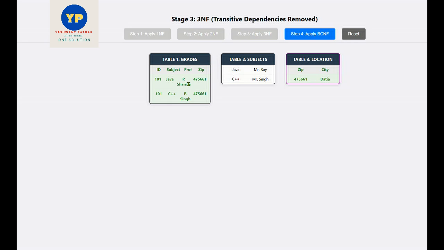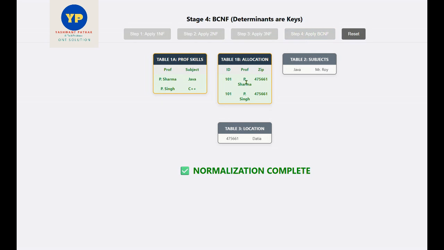But wait, professor isn't a key. In BCNF, if a column determines another column, it must be a key. So we need to fix it. So we will apply BCNF, and that is the final form. We created a professor skills table to handle that relationship. Now every table here is clean, organized and redundancy free. This is how you go from messy spreadsheets to a BCNF database.